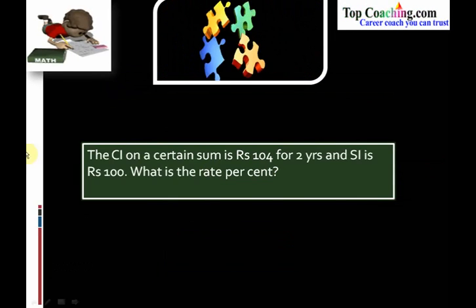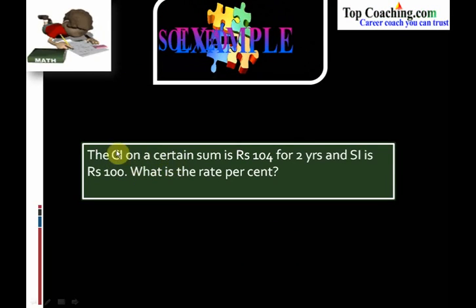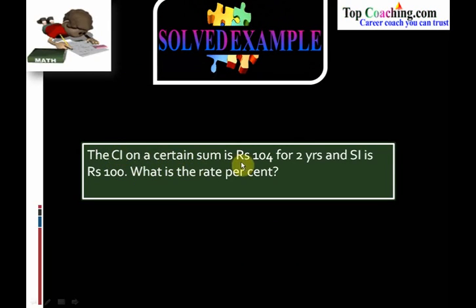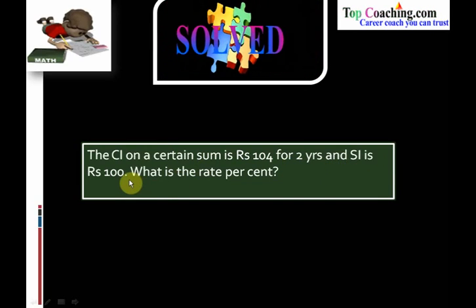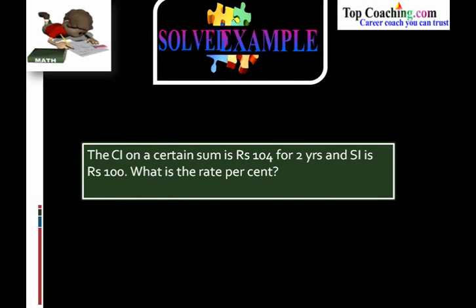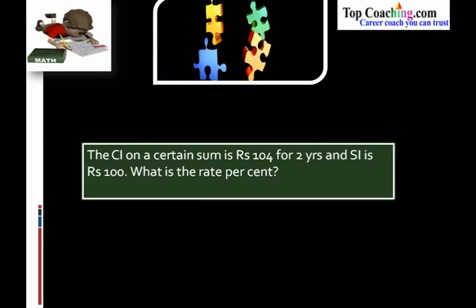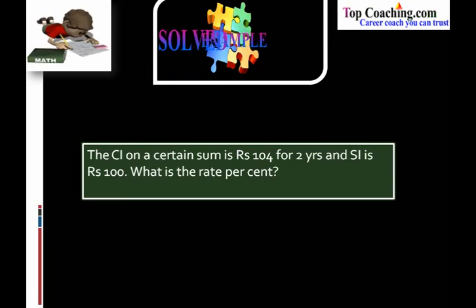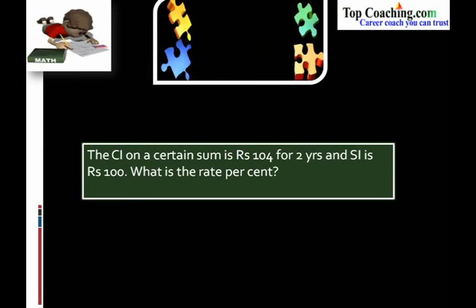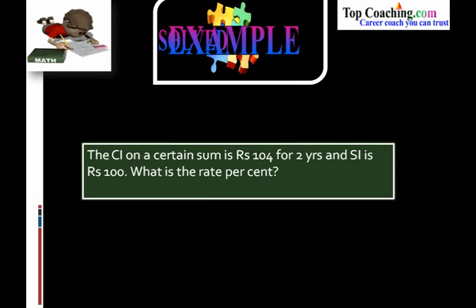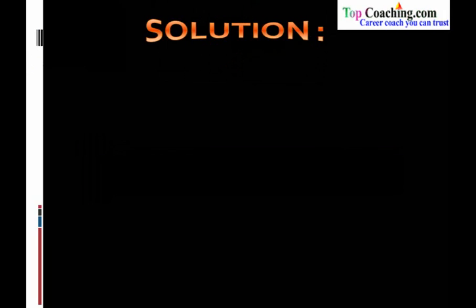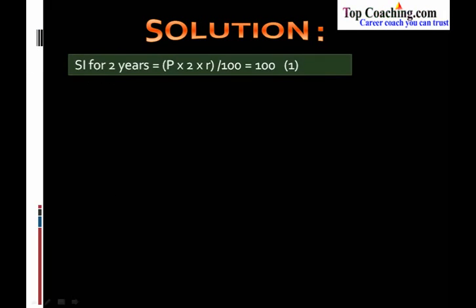Let's solve the next problem, and it says that the CI, or the compound interest, on a certain sum is Rs. 104 for 2 years, and the SI is Rs. 100. What is the rate percent? So in this problem, it has been given that the compound interest on a certain sum of money is Rs. 104 for 2 years and the simple interest on the same amount is Rs. 100. We have to calculate the rate percent. So now how to do that? Let's look at the solution.